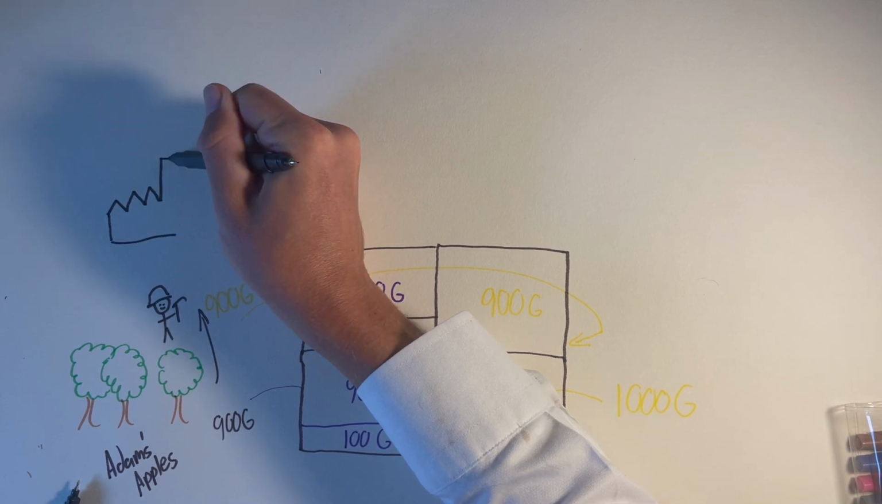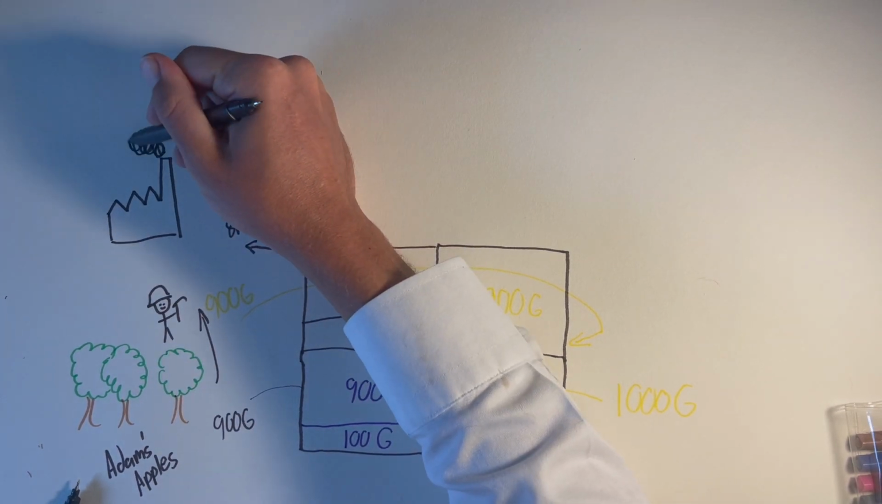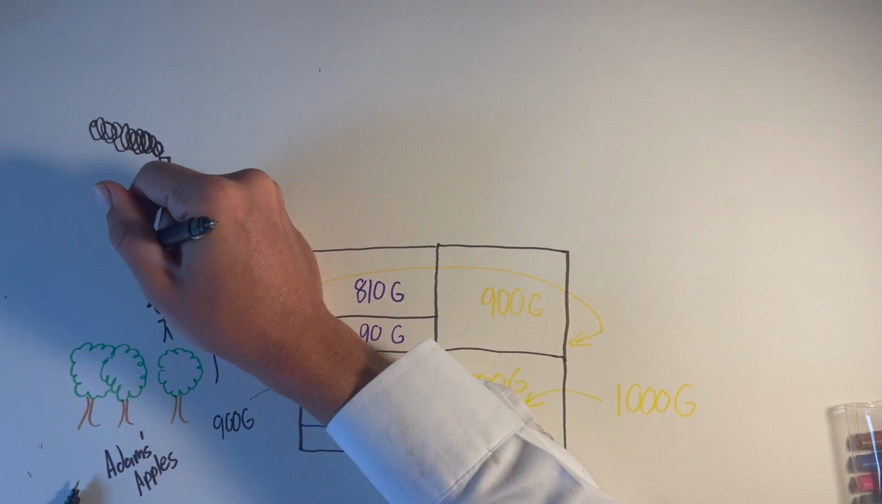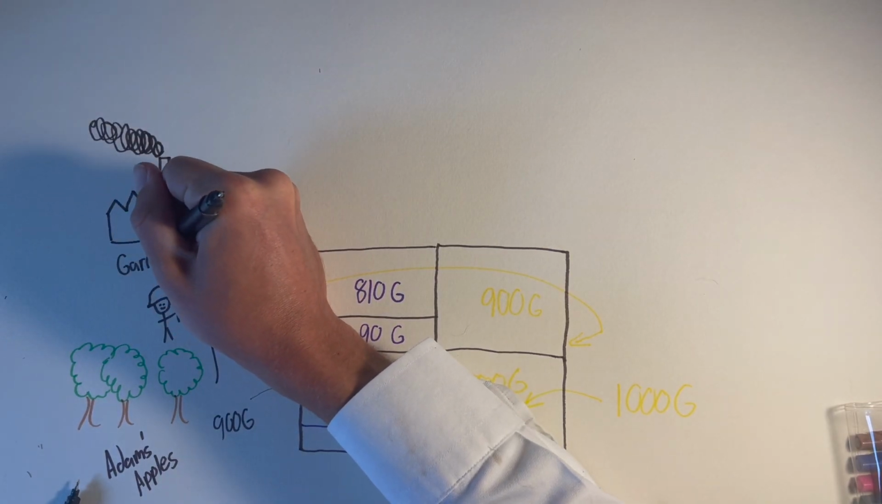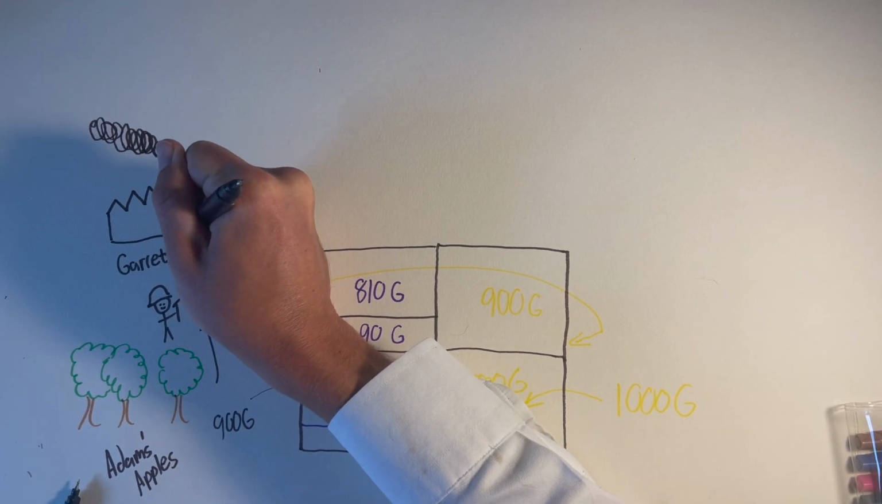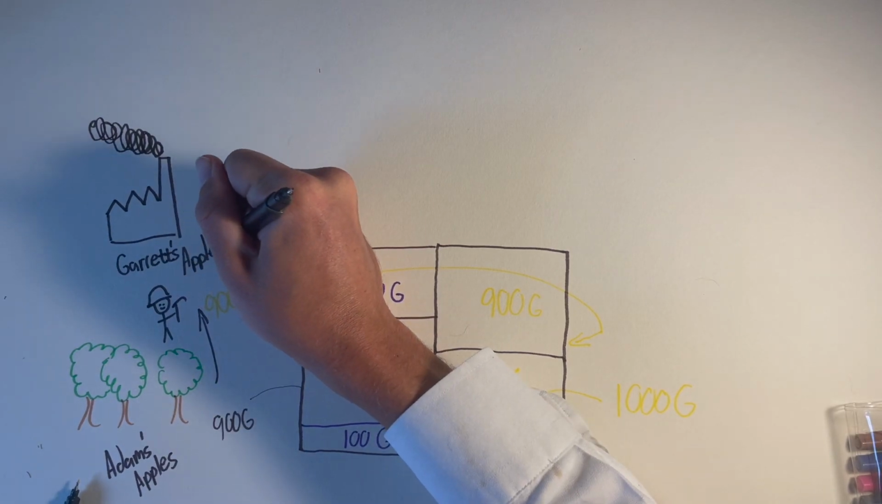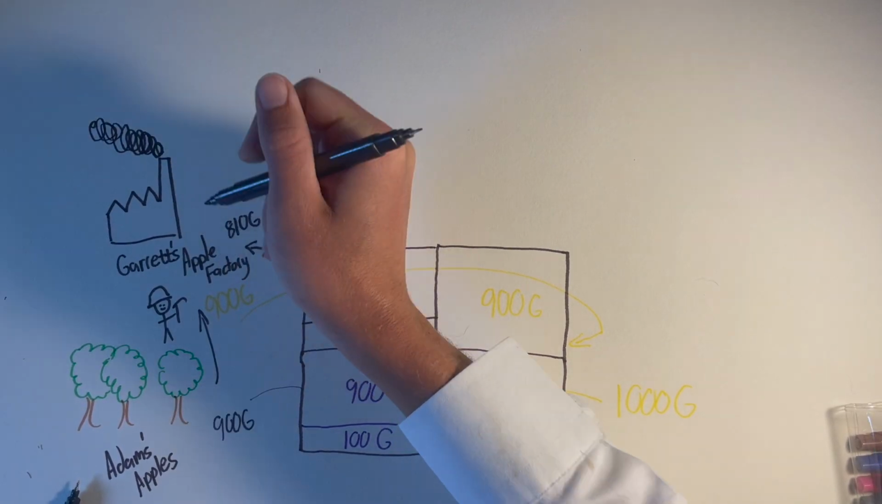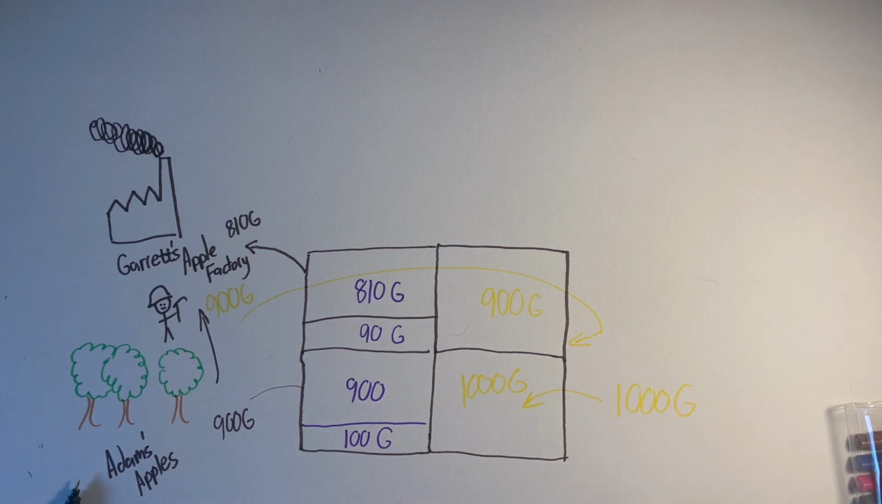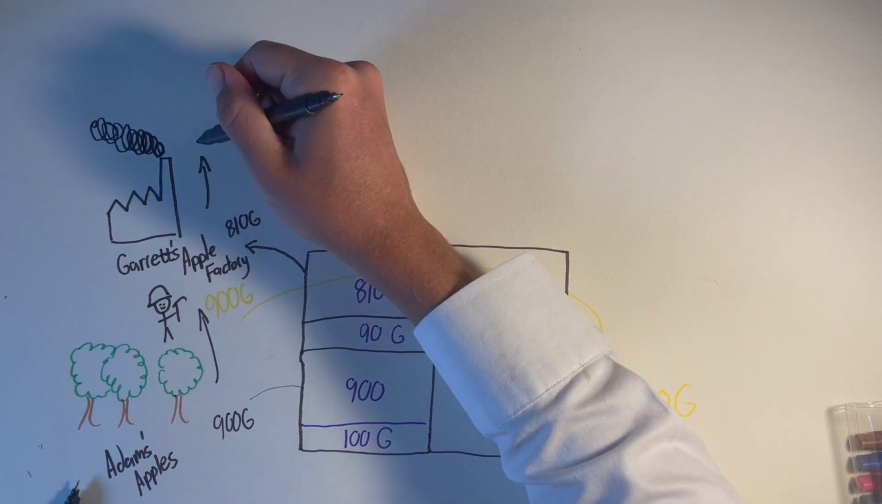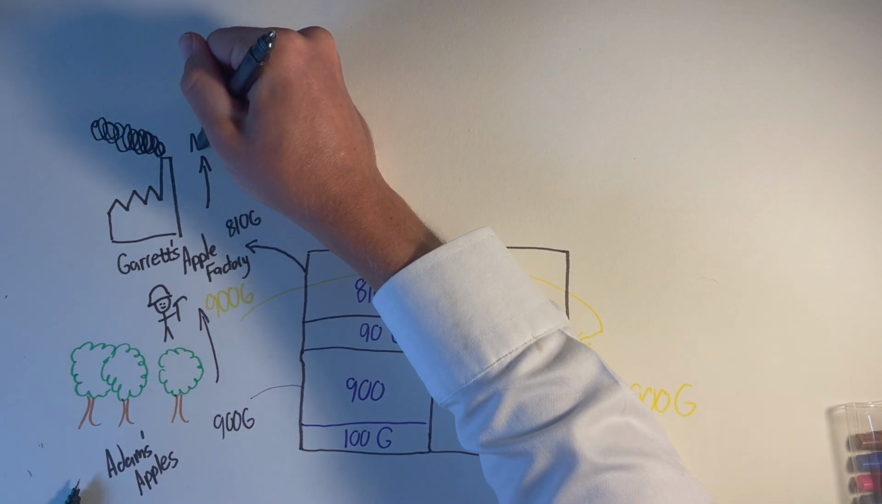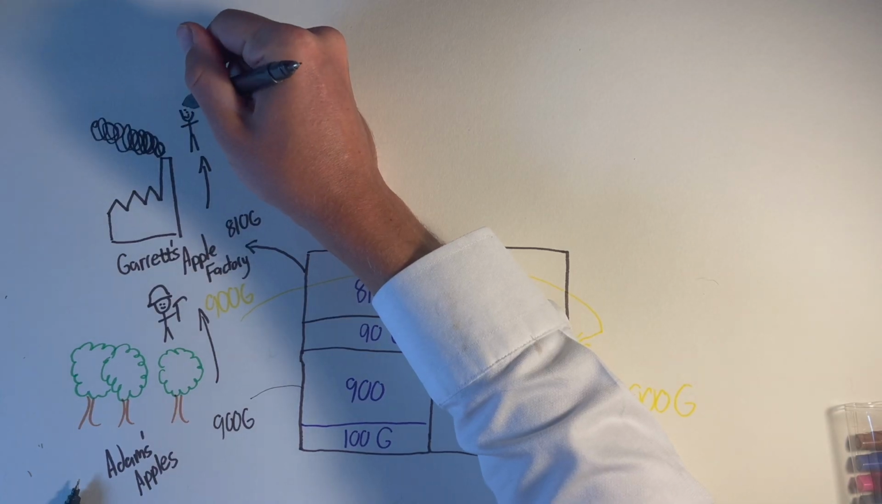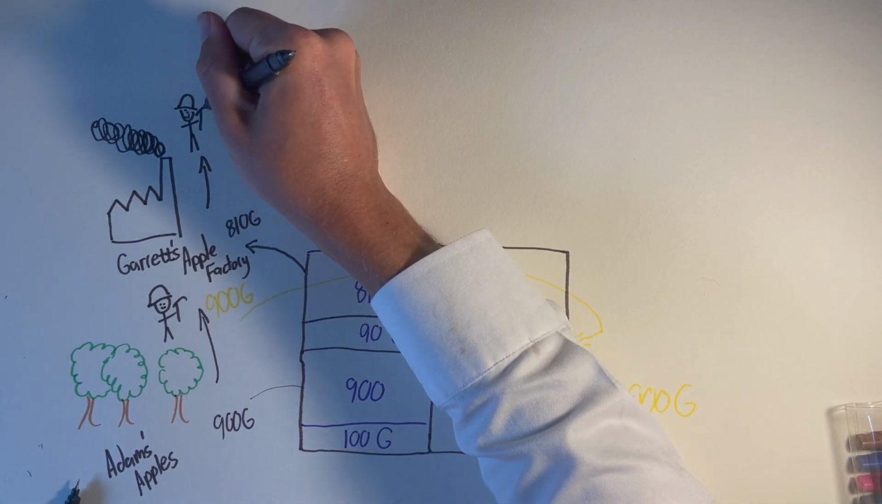So the 810 gold might go to another project, such as maybe building a factory to process the apples. So we get the factory off the ground, and let's just say that this is Garrett's apple factory. And Garrett wants to be able to package the apples and ship the apples out. So he's going to work with Adam, but also with the bank on getting his project off the ground.